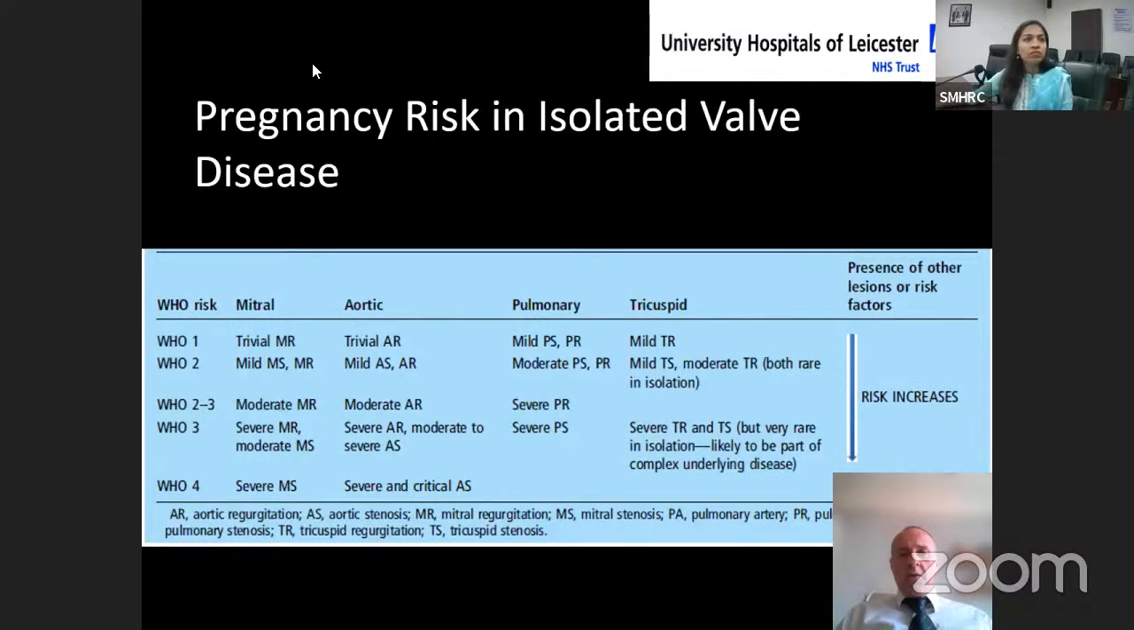This table demonstrates how the risk depends on the maternal heart condition. Pregnancy is contraindicated in severe mitral stenosis and severe to critical aortic stenosis. This also confirms the outcome of the study by Jyoti Bagel et al., where the odds ratio of severe complications and death was 7.7 for severe mitral stenosis.